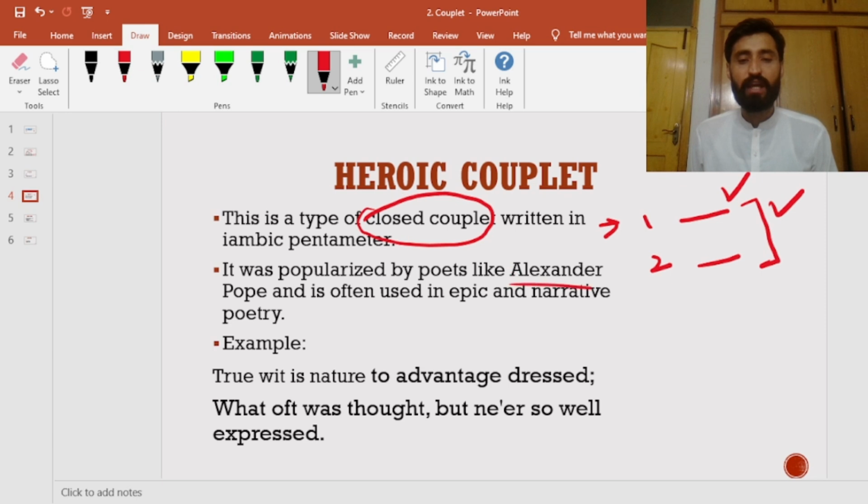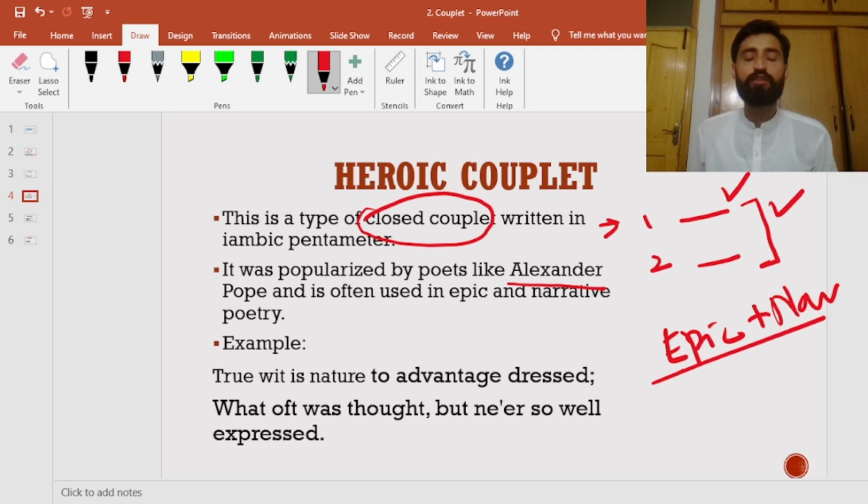Now it is used by Alexander Pope, right? True wit is nature to advantage dressed, what oft was thought but ne'er so well expressed. So we can say that heroic couplets are used in epic and narrative poetry. And the next thing is, it is to be written in iambic pentameter, right? The meter should be iambic.